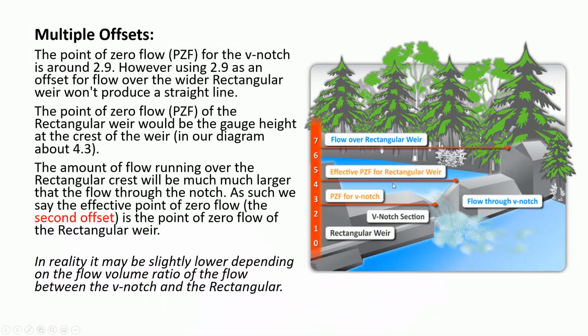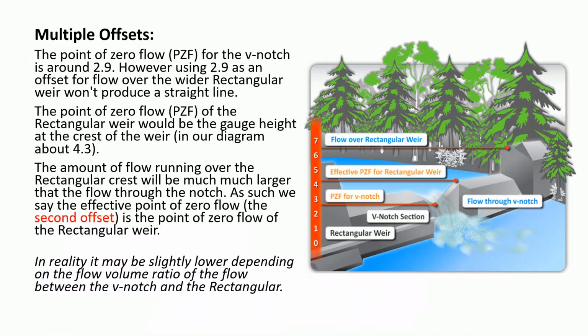The amount of flow running over the rectangular crest will be much, much larger than the flow just through the V-notch. As such, we say the effective point of zero flow, or the second offset, is the point of zero flow of the rectangular weir. So there's our first offset, the bottom of the V-notch. Second offset, the flat, broader crested rectangular weir.